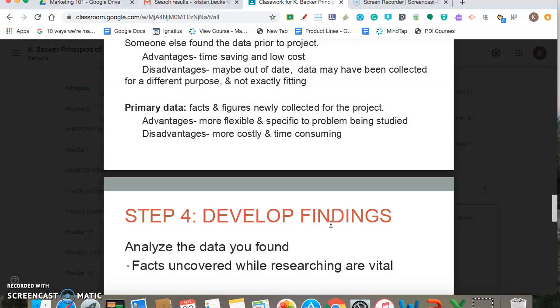So if you're going out and you're actually doing the research firsthand, like surveying your potential customers, you do a survey, they give you information, that's data that you can use. Advantages to this, well, it's more flexible and more specific to your needs because you know exactly what to do. Disadvantages, well, it's going to be more costly because now you're actually doing the work, also more time consuming. So primary data is that first-hand information that you have found on your own, okay?